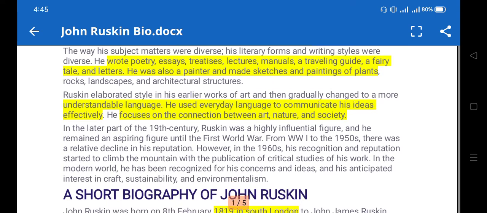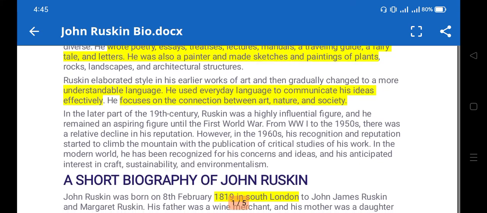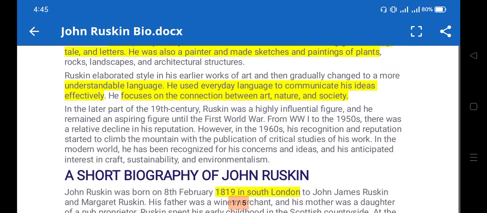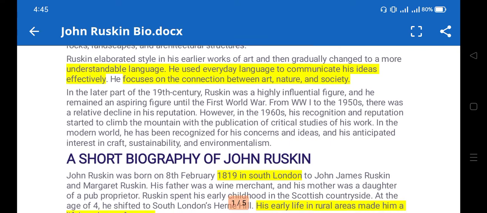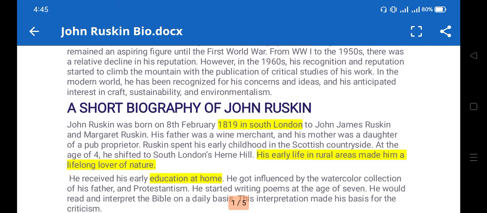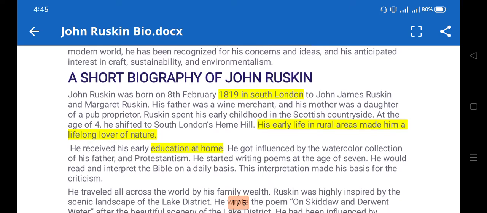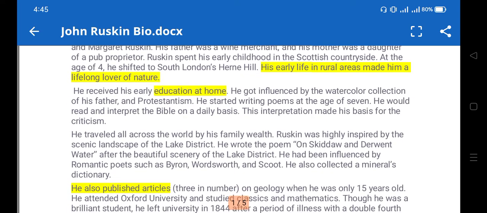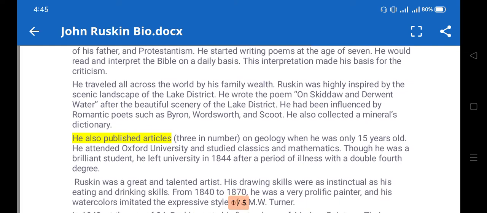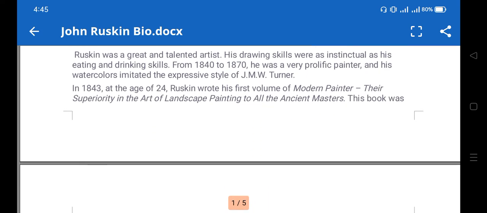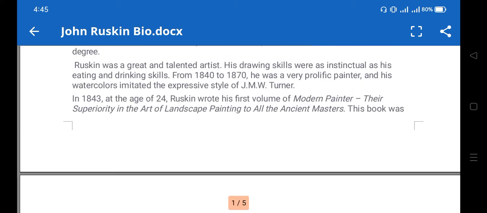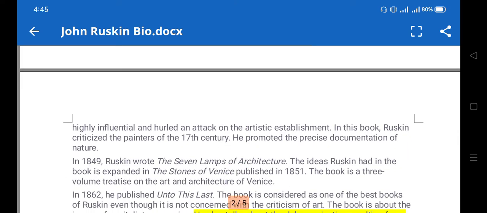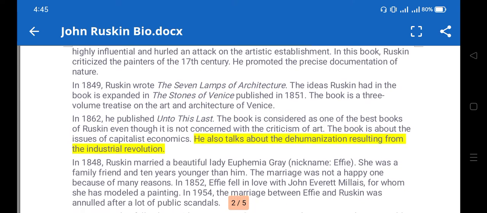Apart from that, he used everyday language to communicate his ideas effectively and focused on the connection between art, nature, and society. He was born on 8 February 1819 in South London, and his early life in rural areas made him a lifelong lover of nature. He received his early education at home, and he also published articles as well. So these are some details of his early life.